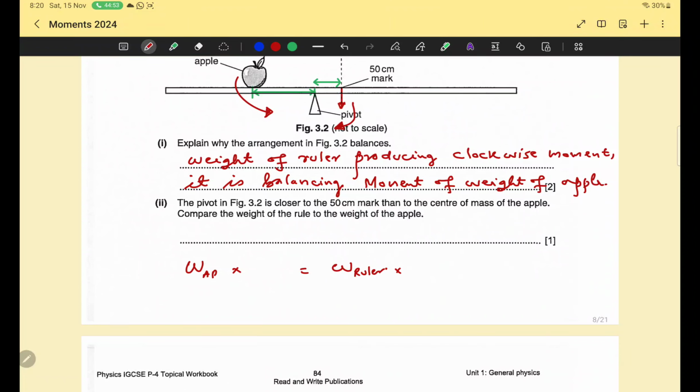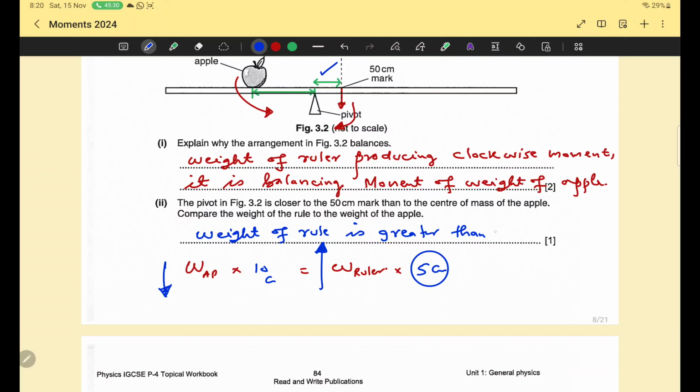And now I am writing their distances. You can see this distance is smaller. Consider this distance is 5 centimeter. This distance is longer, consider this distance is 10 centimeter, then obviously if the distance is smaller, then weight will be heavier. If the distance is larger, then this weight will be lighter. So I can compare the weight of ruler is greater than that of apple.